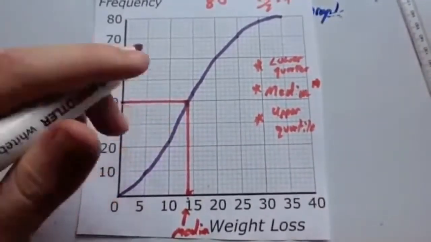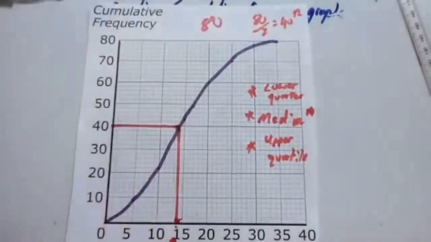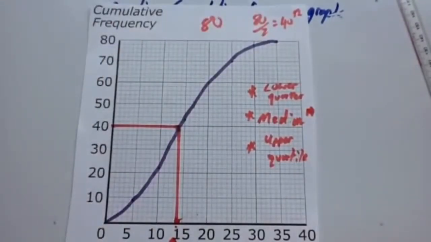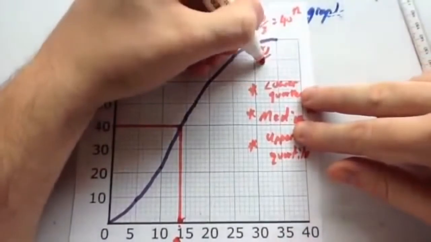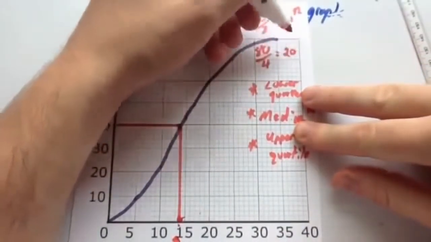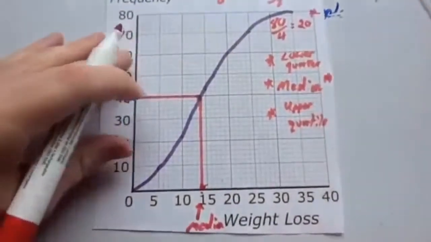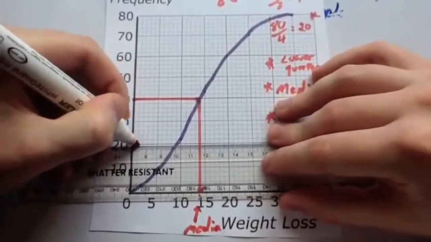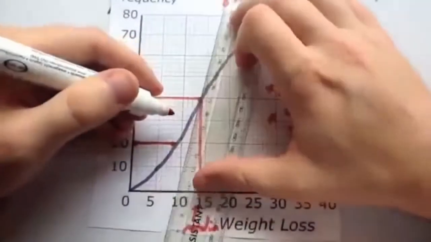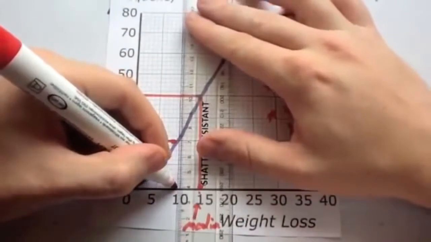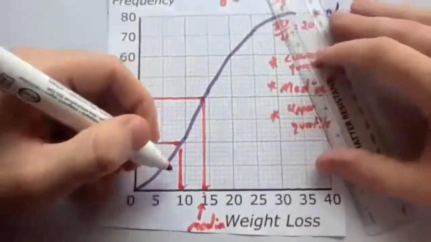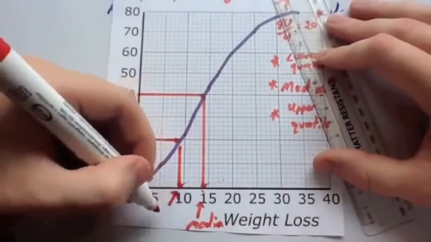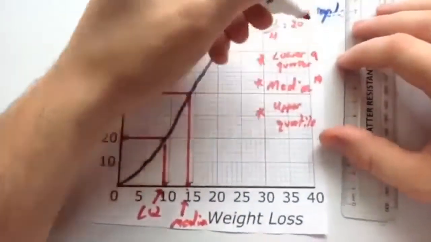Now let's find the lower quartile. Because there's 80 people, we want to find the lower quartile. The lower quartile is a quarter of the way in through the values, the 25th percentile. So we do 80 divided by 4, a quarter of the way in, which is 20. So we're looking for the 20th person. Again, you get your ruler, go across to the line, and go down. We find that the lower quartile is 9.